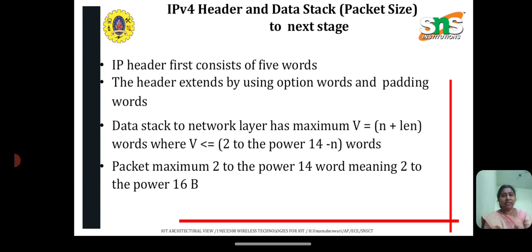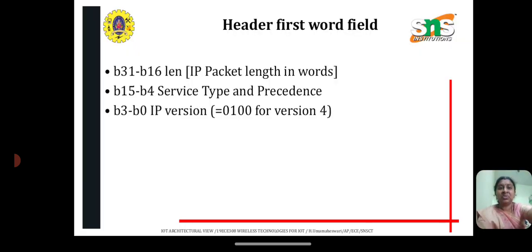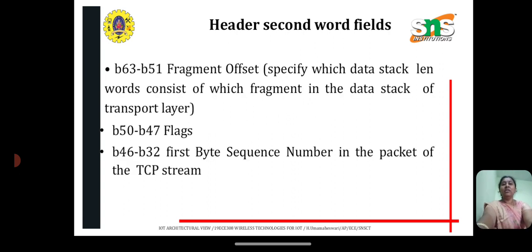It consists of 5 words. The header extends by using option words and padding words. The data stack to the network layer has V equal to n plus len words, where V is less than or equal to 2 to the power 14 words. The maximum packet is 2 to the power 16 bytes. Then bits 31 to 16 give the IP packet length in words. It also has the service type and the precedence, and the IP version, which is equal to 0100 for version 4.